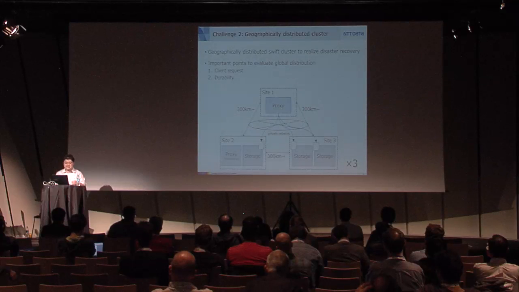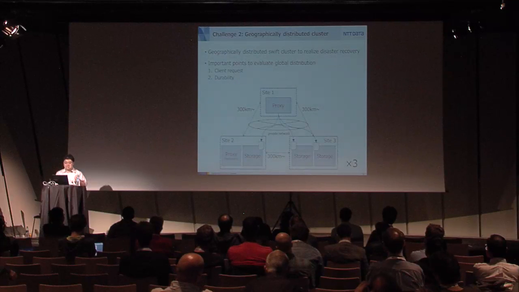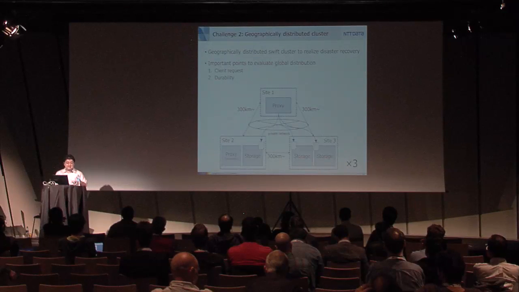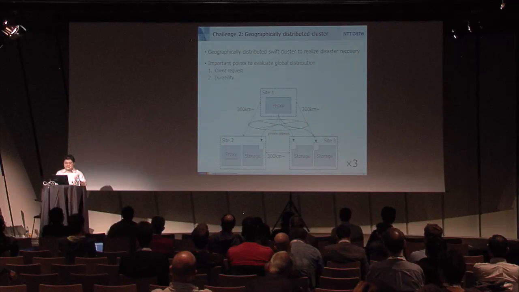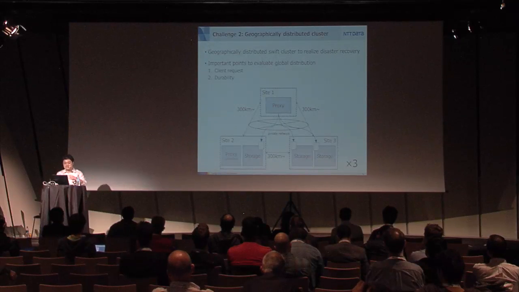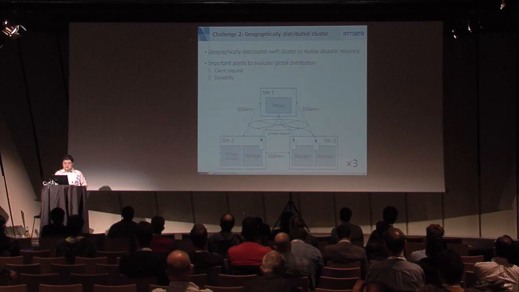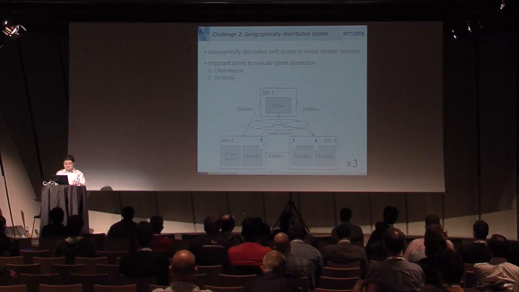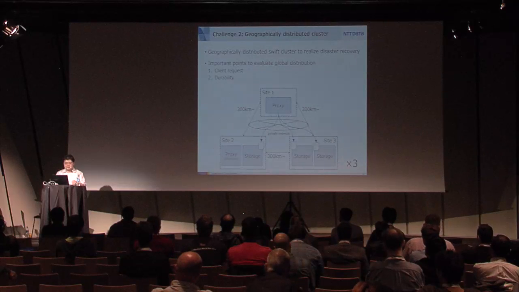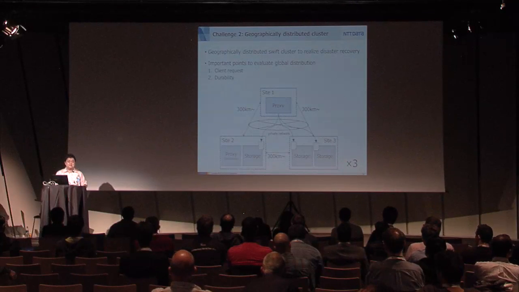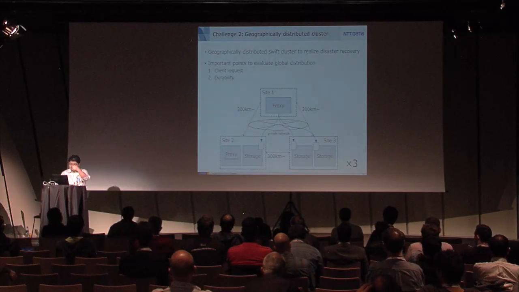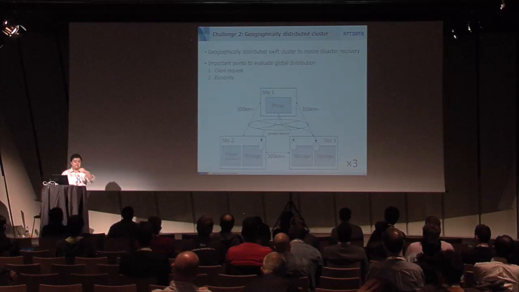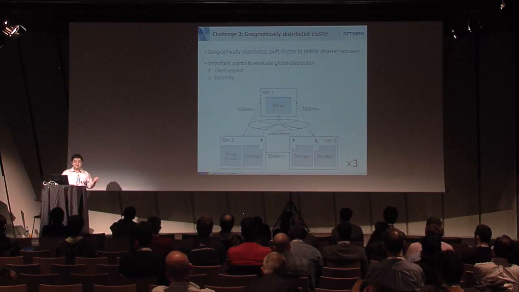Now the placement is decided, but we have to check if Swift works well on such a distributed construction. We have 2 points that we have to evaluate to realize this global distribution. The first one is client request. When a client requests some process to Swift, the proxy server talks to the storage server to process or transfer data. In a global construction, latency between proxy and storage may affect this talking. The second one is durability. In Swift, each storage node talks to another one to ensure all copies are stored in the other one. In a globally distributed cluster, they have to talk over a network with latency, so we have to ensure the effect of latency.